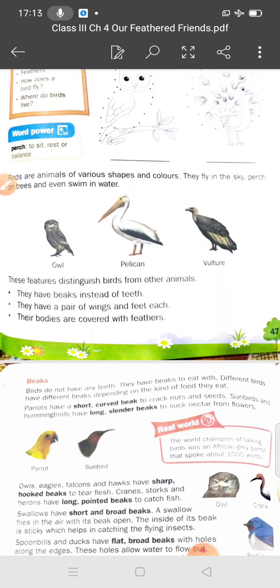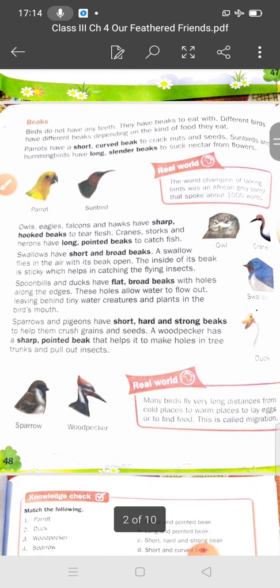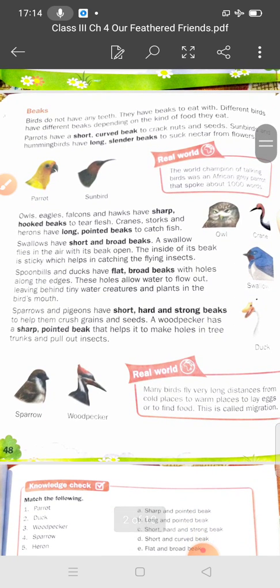Students, we have discussed in the previous lecture the features of birds, and how you can identify whether this is a bird or another animal. We have also discussed the beaks of birds. Now, in this lecture, we will discuss the beaks of owls, eagles and hawks.